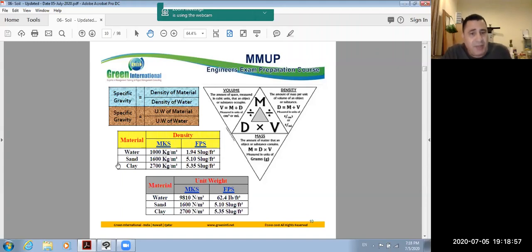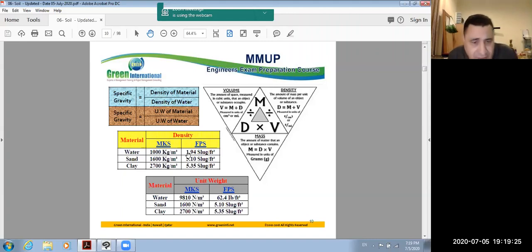For density, I have material like water, in meter-kilogram-second and in foot-pound-second. I have density of 1000 kilograms over cubic meter, and in foot-pound-second 1.94 slugs per cubic foot. These, guys, try to memorize in our exam. We will never give you this information.